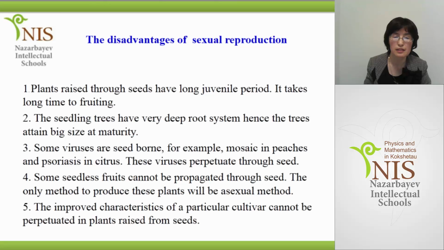Second, the seedling trees have a very deep root system. Hence, the trees attain big size at maturity. Some viruses are seed-borne, for example, mosaic in peaches and psorosis in citrus. These viruses perpetuate through seed. Some seedless fruits cannot be propagated through seed. The only method to produce these plants will be an asexual method. The improved characteristic of a particular cultivar cannot be perpetuated in plants raised from seeds.